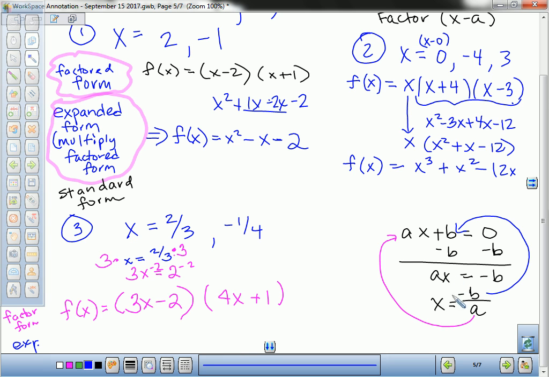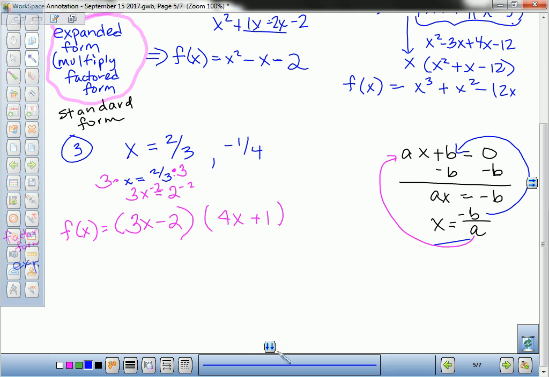And then that's your shortcut. If that makes sense to you, you can do it that way. If it doesn't, do it this way every time. Just get it right. Whichever way is the easiest for you to understand.